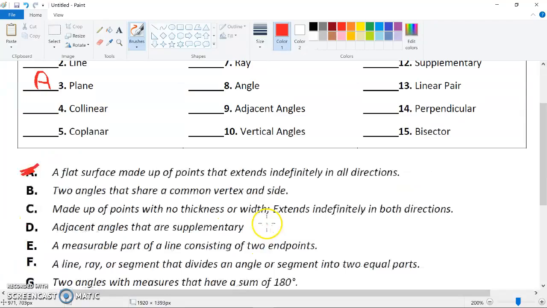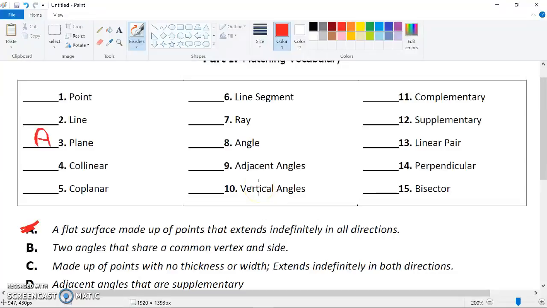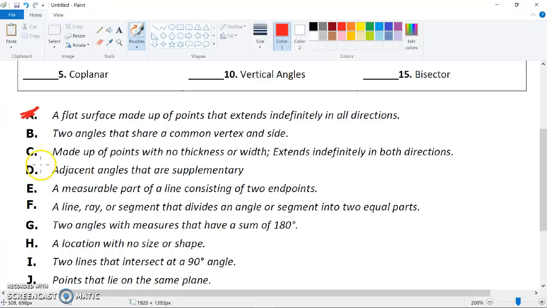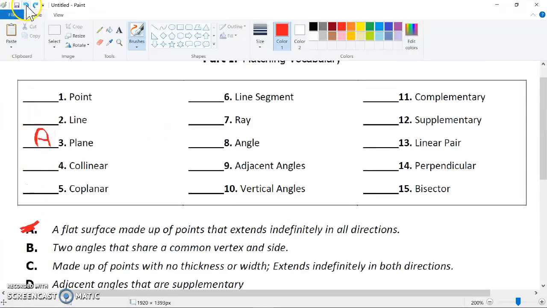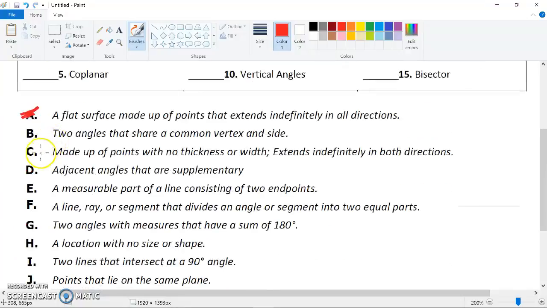Another one that I think I'm going to go through is C. It says it's made up of points with no thickness or width and extends indefinitely in both directions. So something that goes on forever and ever in both directions, we've only discussed one thing in geometry, and that is a what? That is a line, correct. So that is going to be B. So I'm going to cross that one out. I'm sorry, not B. I made a mistake. That's going to be C. So I'm going to cross C out.